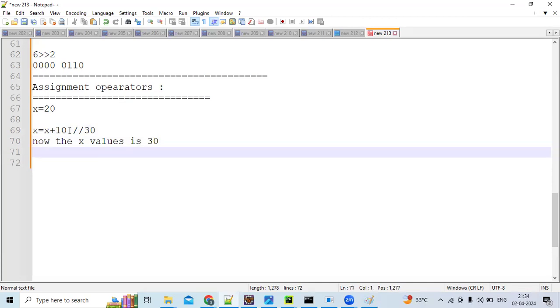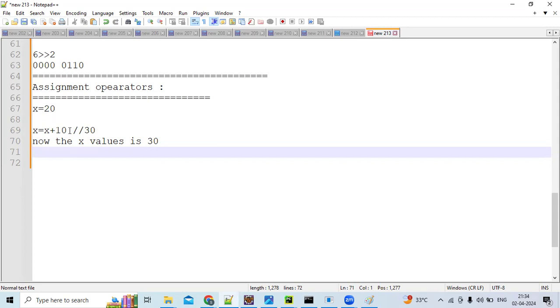This is specific for those who are coming from a non-programming background. Don't think x equal to x plus 10 means you cancel x. Don't think like that, like plus 1 or plus 2. It's not the case here. First x plus 10 will be executed, the right side part will be executed, and it will be assigned to x.